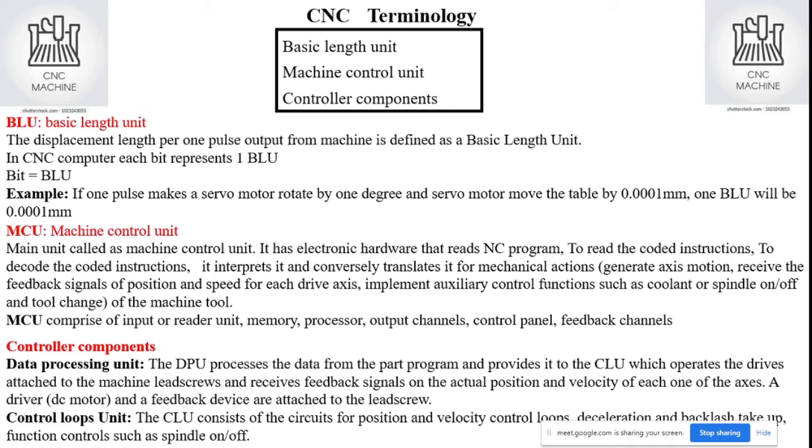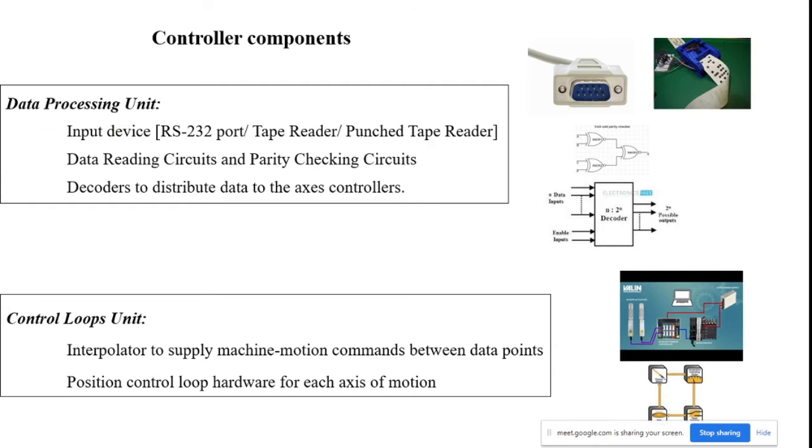So not only the displacement, the rotational speed is also affected, so we should collect the data about spindle speed on and off. And then three things are involved in CNC terminology: CNC basic length unit, machine control unit, and controller components. Now you are aware of the three things. Next we can move to the third component, which is controller components, which is very important in CNC.